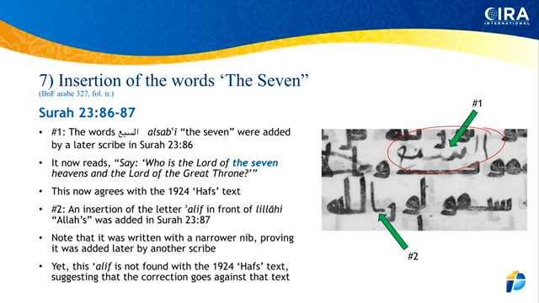Okay. So it used to say, who is the Lord of heavens and the Lord of the great throne. Which is okay to say it. That's right. But obviously the Hafs text doesn't say that. And there is a theological insertion here. To match what is believed of 7 heavens. So there is not only a standardization, there's a theological change here.